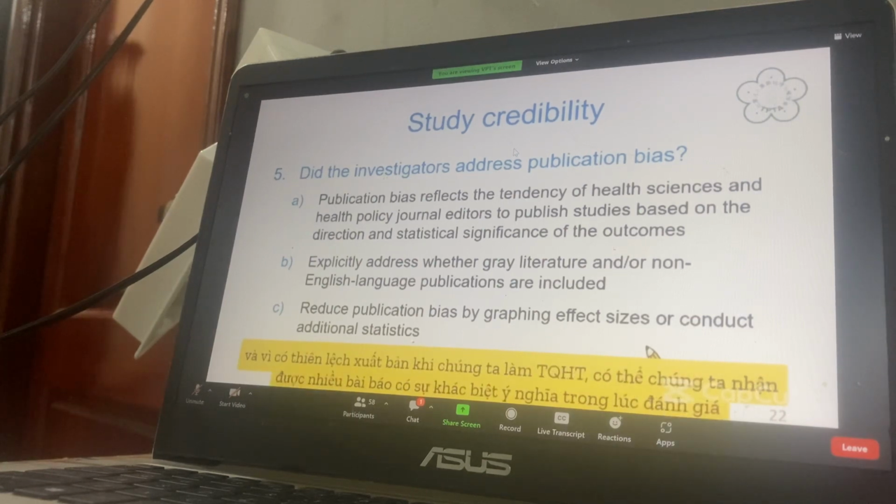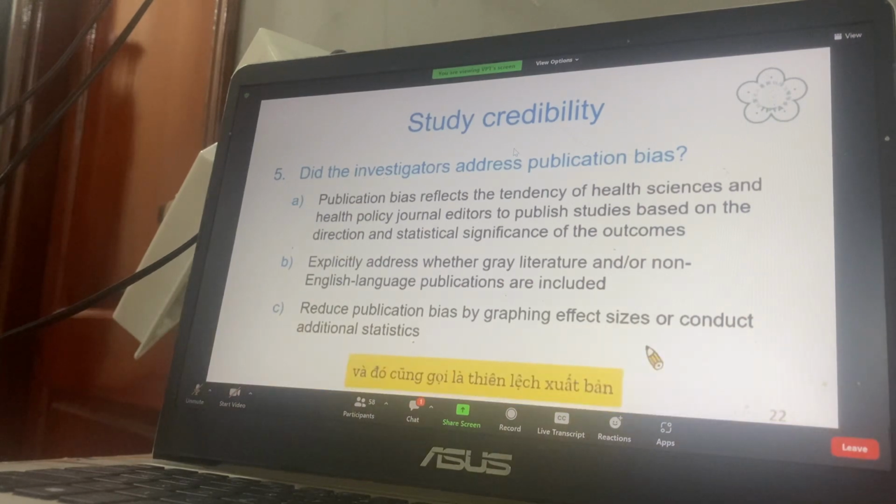And because of this publication bias, when we are doing a systematic review, it is possible that only studies that have statistically significant results are being included into the review, and that would be a publication bias.